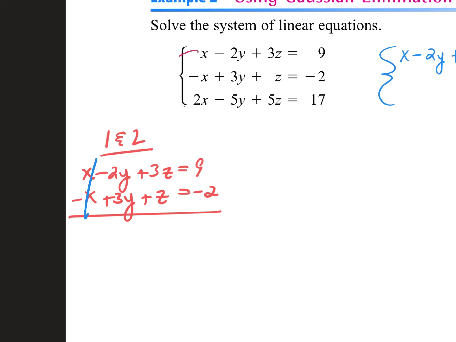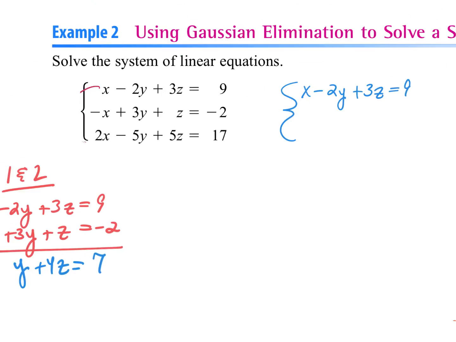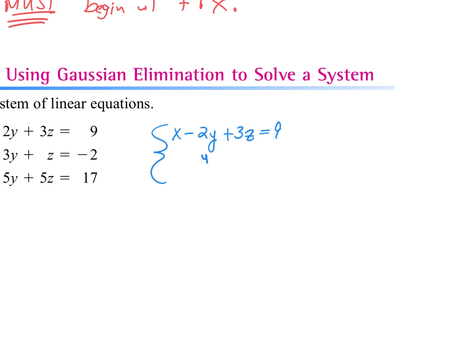Negative 2y and a positive 3y is 1y, right? 3z plus 1 is 4z equals 9 minus 2 is 7. All right, there's our second equation. Y plus 4z equals 7. Questions?